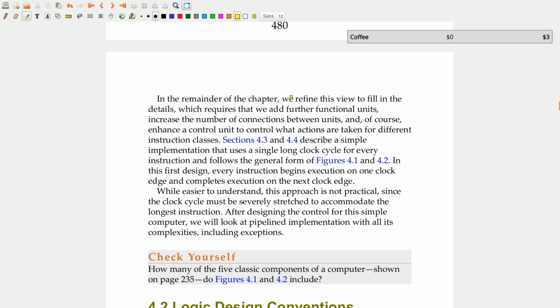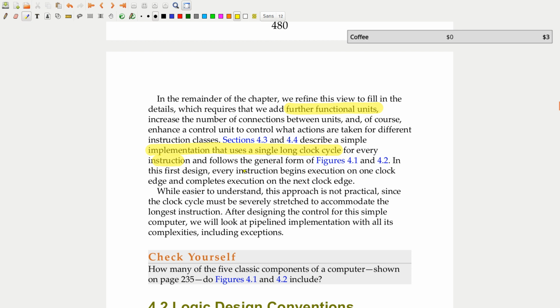So in the remainder of this chapter, we're going to refine this view to fill in the details, which requires that we add some further functional units. So we have an okay model right now, but we'd like to make it better. So sections 4.3 and 4.4 describe a simple implementation using a single long clock cycle for every instruction.